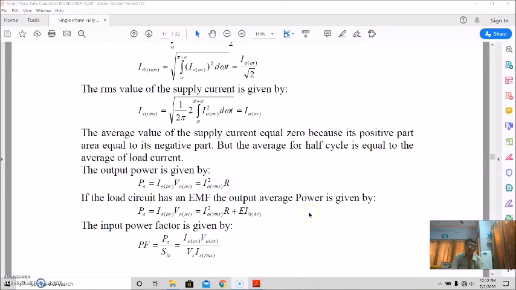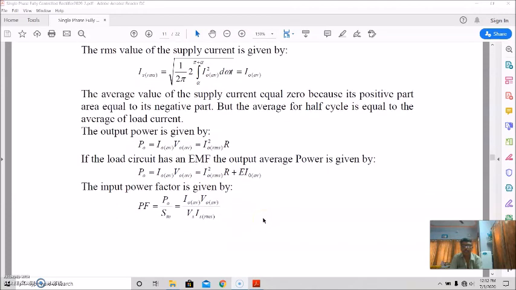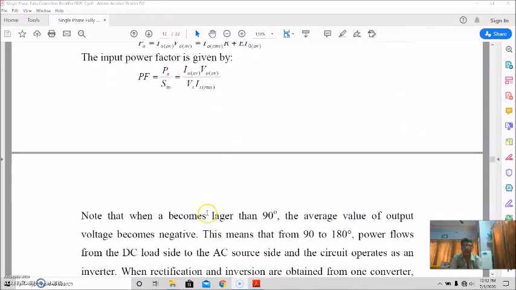The output power is given by this. This is the RMS value of the output current squared into R, and if the load has an EMF, the output average power is given by this, plus E times I0 average. So the input power factor is given by this. So this will give you the input power factor.